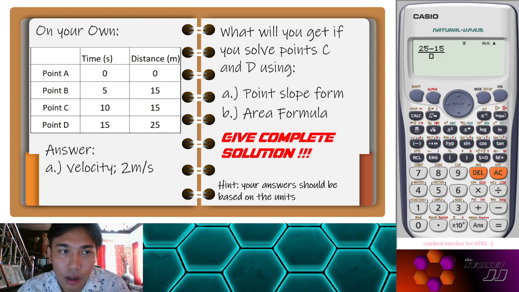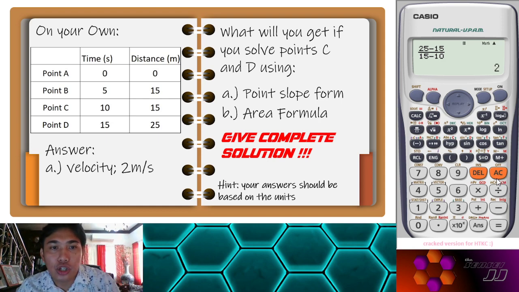Point D, which is 25, and point C, which is 15. And for our time, which is 15 minus 10. That is our points for time for point D and point C. Solving for that, we have the answer of 2 meters per second. So that is how we get the answer for our point slope form. We get velocity.